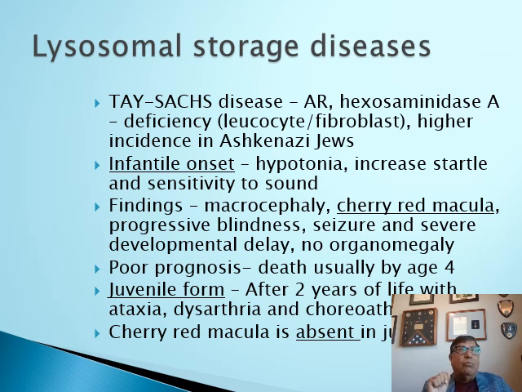There is another form which is not as bad as the infantile one, and that we usually call the juvenile form. It starts after 2 years of life, and they do not have cherry red spot, and they have choreoathetoid movement and dysarthria, but the prognosis is a little better than the original infantile form.